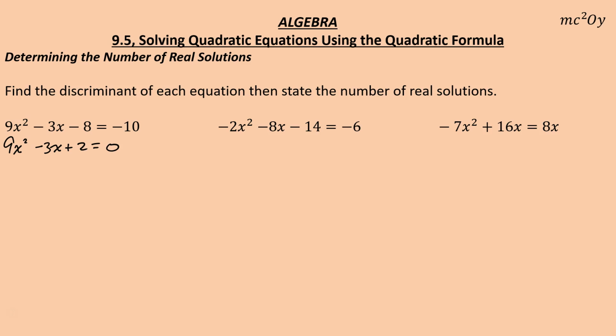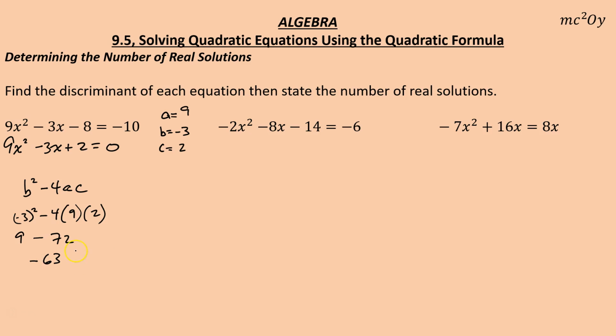Notice how easy this is from here. I mean, just identify A, B, and C real quick. A is 9, B is negative 3, C is 2. And you do b squared minus 4ac to find the value of the discriminant. Well, that's negative 3 squared minus 4 times 9 times 2, substituting those values in there. Okay? And so we now have 9 minus, well, 4 times 9 times 2, that's 72. And 9 minus 72 is negative 63. This right here is the discriminant. That's the value of it there.